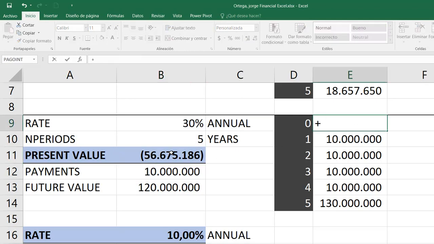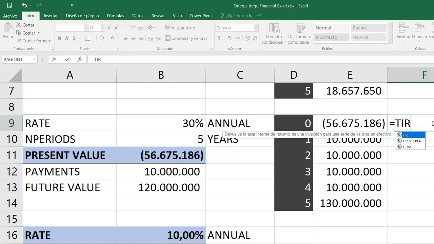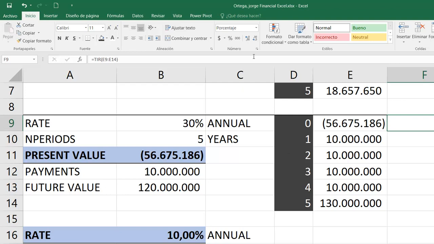I will put this down here, and let's again use the formula IRR, internal rate of return, and we select all the cash flow. So here 30%. So that means that if we invest in this company an initial amount of 56 million, and this is the future cash flow, you would make this 30% return.